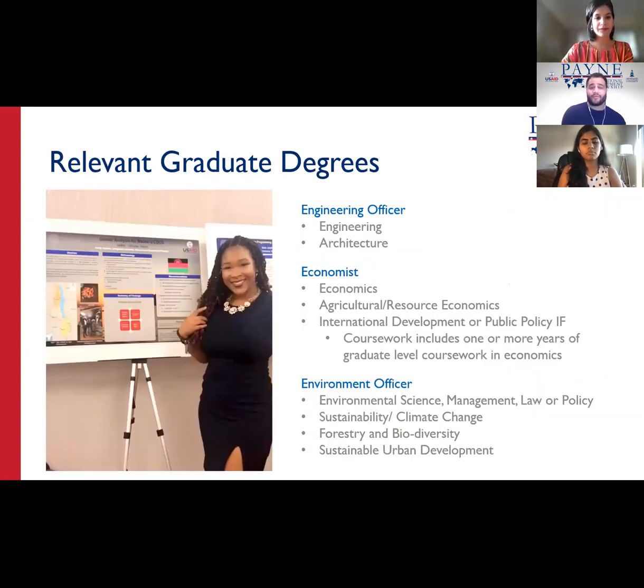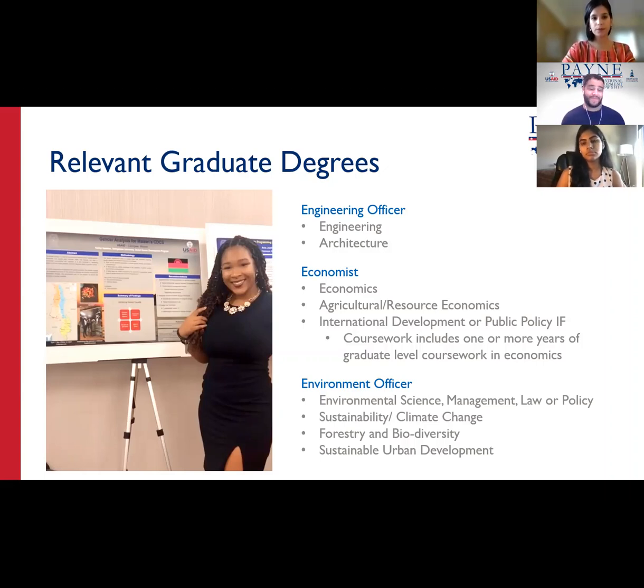So on to the different graduate degrees that you might be able to get through the Payne Fellowship to lead to these careers. Starting with engineering, we're looking primarily at engineering or architecture degrees, although there is some wiggle room, right? So you could perhaps be getting an urban development degree or something along those lines. This list is by no means exhaustive, but just a good way for you to get started on thinking about what that might look like.